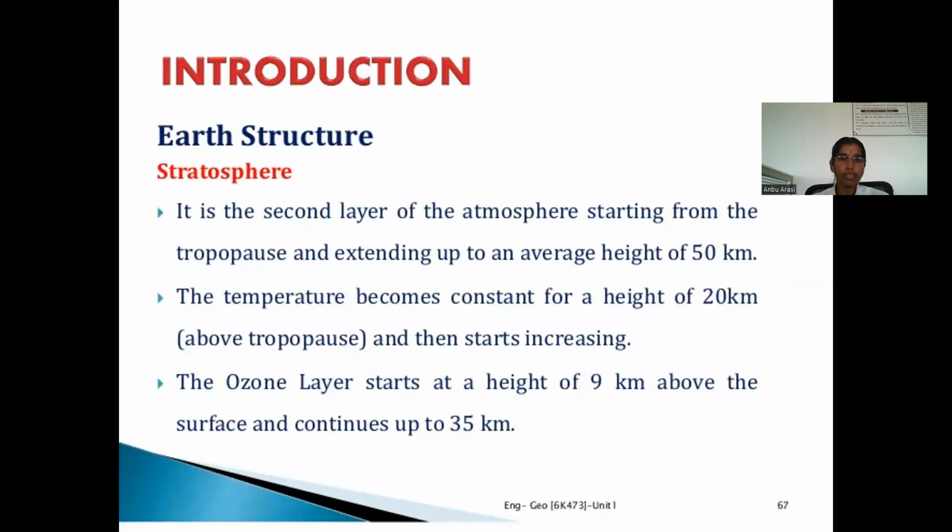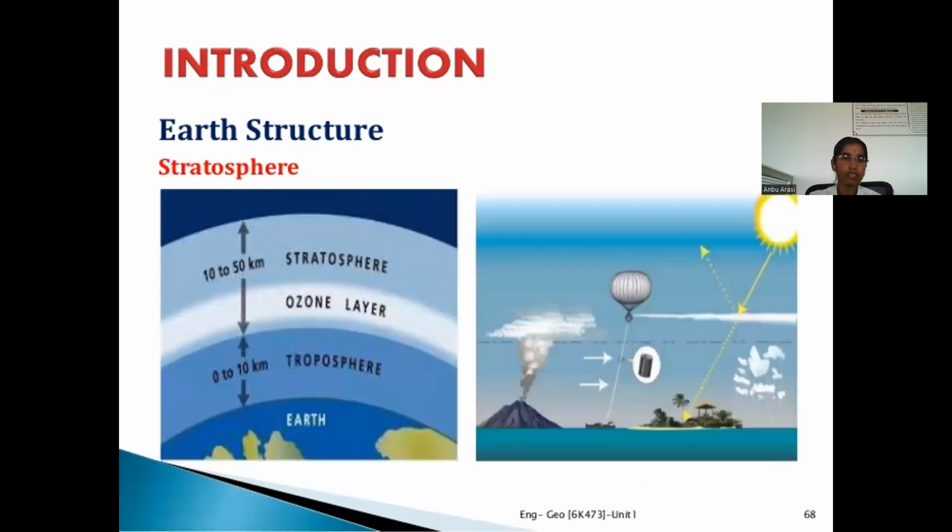Next, stratosphere. It is the second layer of the atmosphere, starting from the tropopause and extending up to an average height of 50 kilometers. The temperature becomes constant for a height of 20 kilometers and then starts increasing. The ozone layer starts at a height of 9 kilometers above the surface and continues up to 35 kilometers. This is the stratosphere.